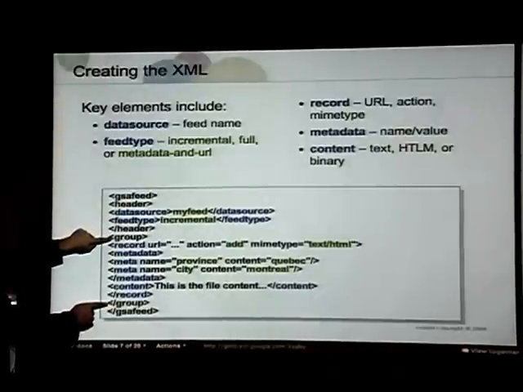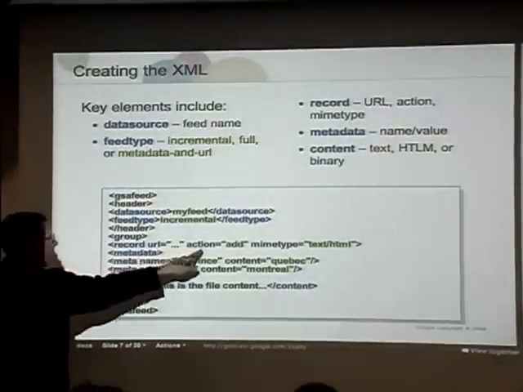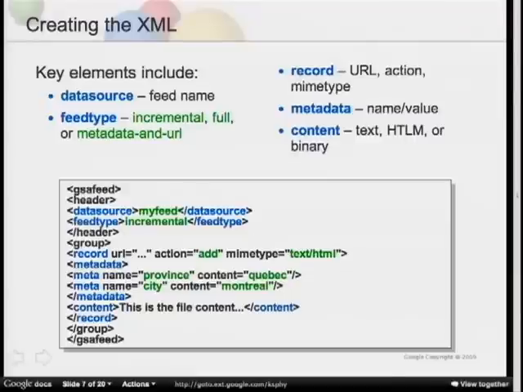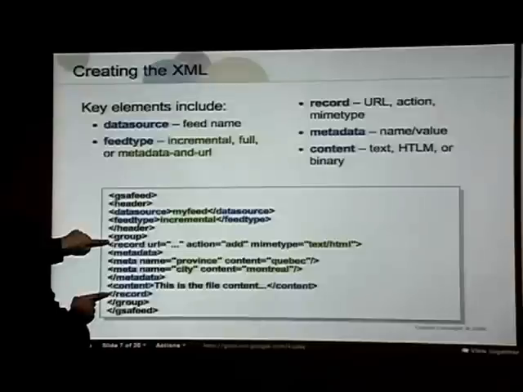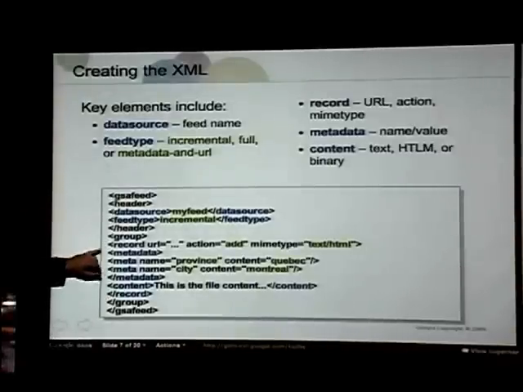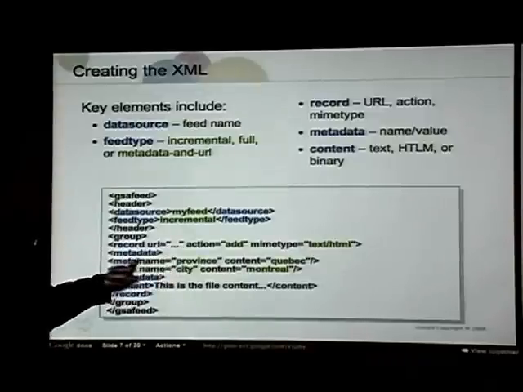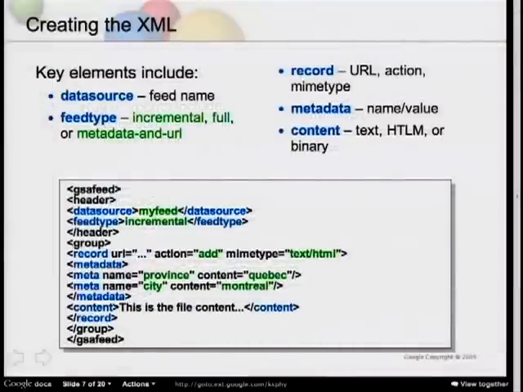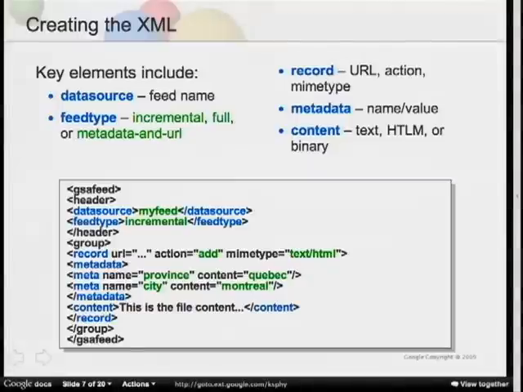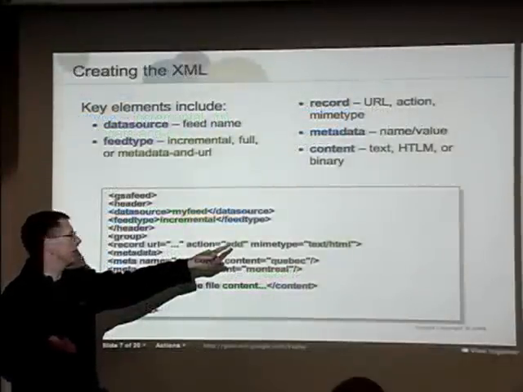At the group level, you can specify some of these attributes, like action is add, and MIME type is whatever the MIME type of this document is. So it's a way of shrinking the size of your file. But the important stuff is what goes on at the record level. Each record is a specific document. In this case, you'll specify whatever URL is pointing to this document. The action is going to be either add or delete, meaning add it to the index or remove it.